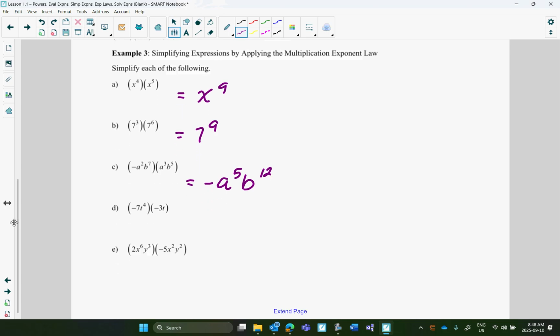These next two have coefficients in front. Remember, just multiply the coefficients together. Negative 7 is not the base here. t is. The 4 is attached to the t. This is attached by multiplication. So negative 7 times negative 3, 21. Now do the t's. t to the 4th times t to the 1 gives us, careful, 5. Think of it, you're multiplying 4 t's by each other, and now you're going to multiply by another t, so you're multiplying 5 t's by each other.